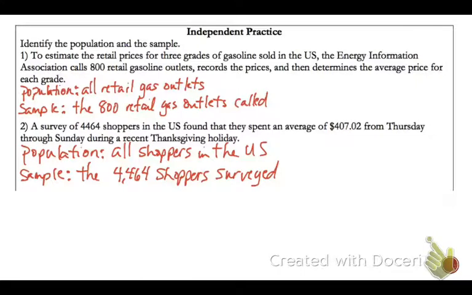So on number 1, our population is all the retail gas outlets. And then the sample is the 800 retail gas outlets that were called. Number 2, the population is all the shoppers in the U.S., and then the sample is those 4,464 shoppers who were surveyed. And then if we wanted to talk about information about them, that those people surveyed spent an average of $407.02 during that time.